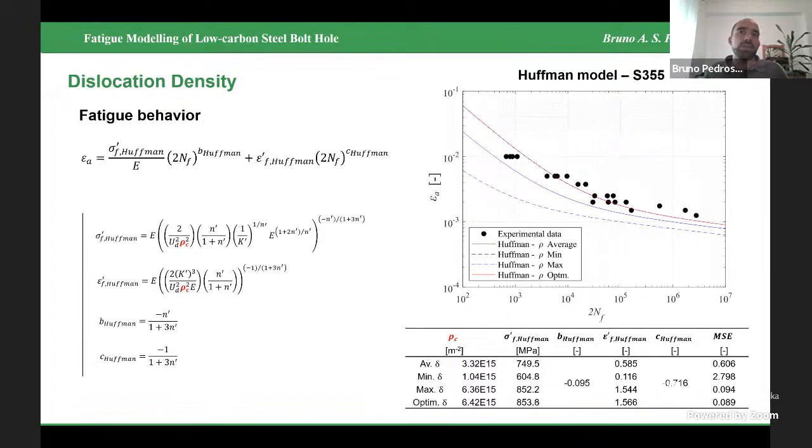Similar conclusions can be stated for S355, since it was also verified that the maximum value of the dislocation density leads to the best agreement with fatigue life experimental data. So you can see from the tables that for the maximum value of dislocation density, the MSE is reduced to the minimum.